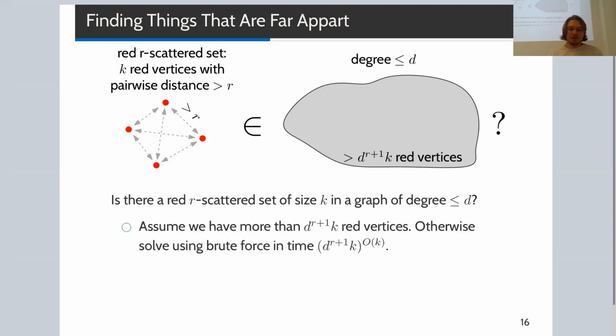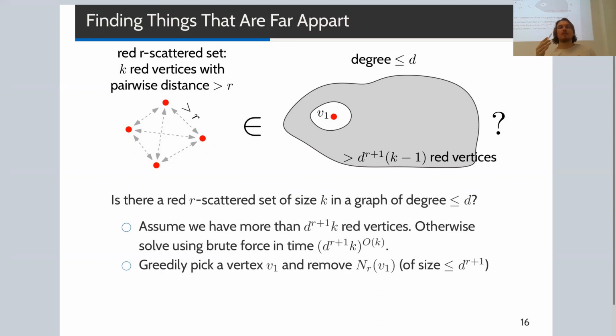So it gets more interesting if the graph is larger. If we assume that there are more than d to the r plus 1 times k red vertices in the graph. And what can we do then? We're going to do a simple greedy algorithm. We'll pick a single red vertex and put it into our r-scattered set. And this is going to be the first vertex of the r-scattered set. And what does it mean? It means every vertex with distance at most r from the red vertex cannot be added to the r-scattered set anymore. So if there's a vertex that is red and very close to v1, then the distance to v1 is at most r, and it cannot be added anymore. So what we can do now is remove every vertex that stands in conflict with v1. And this is exactly the r neighborhood of v1.